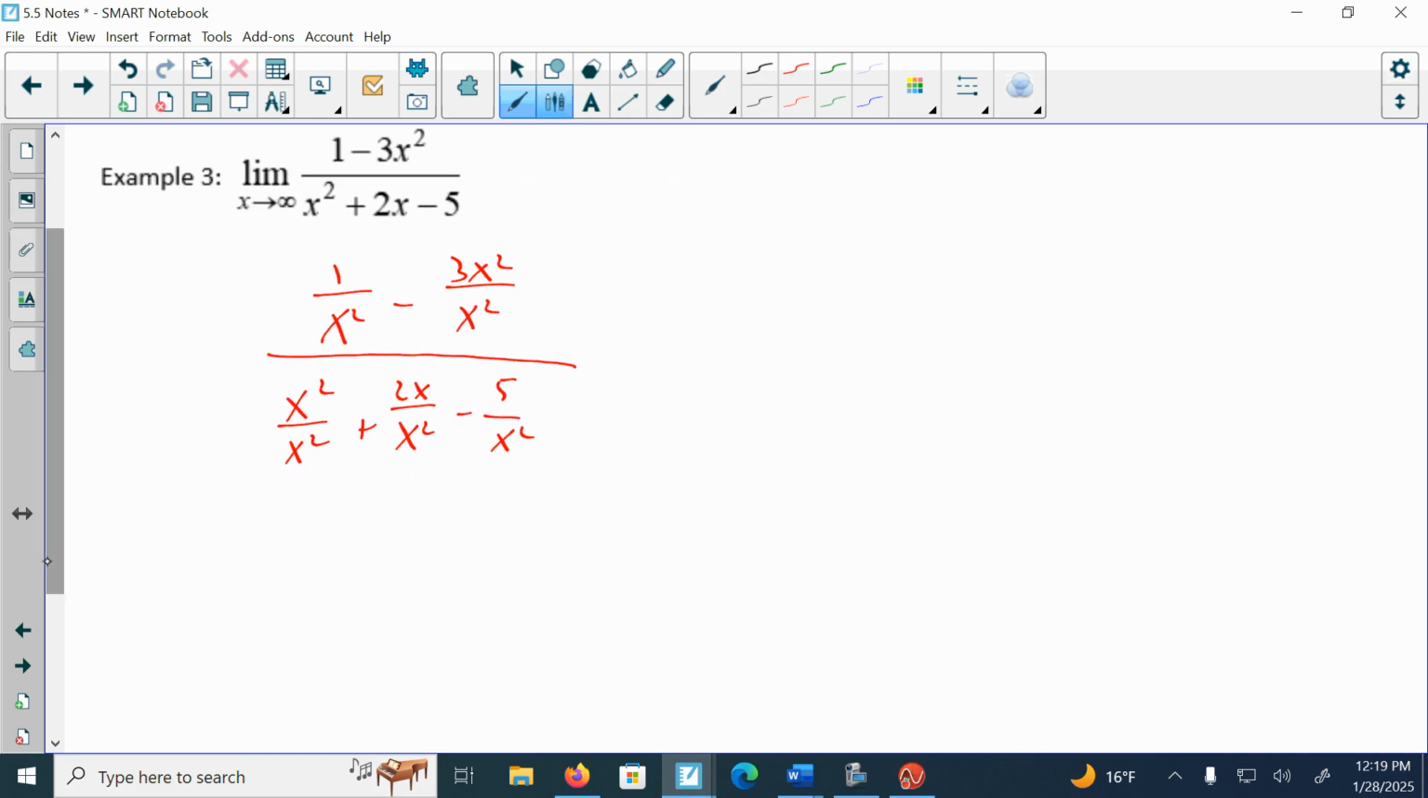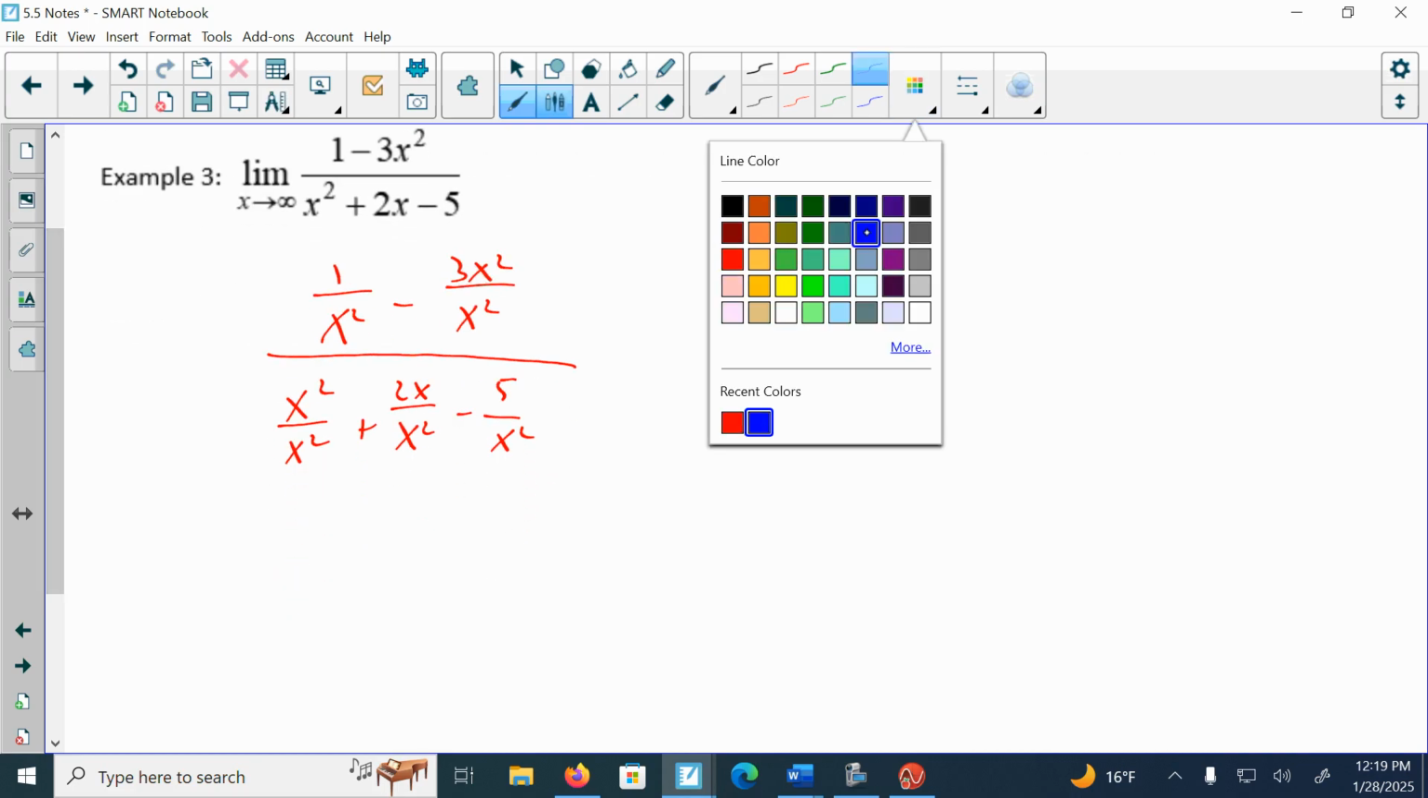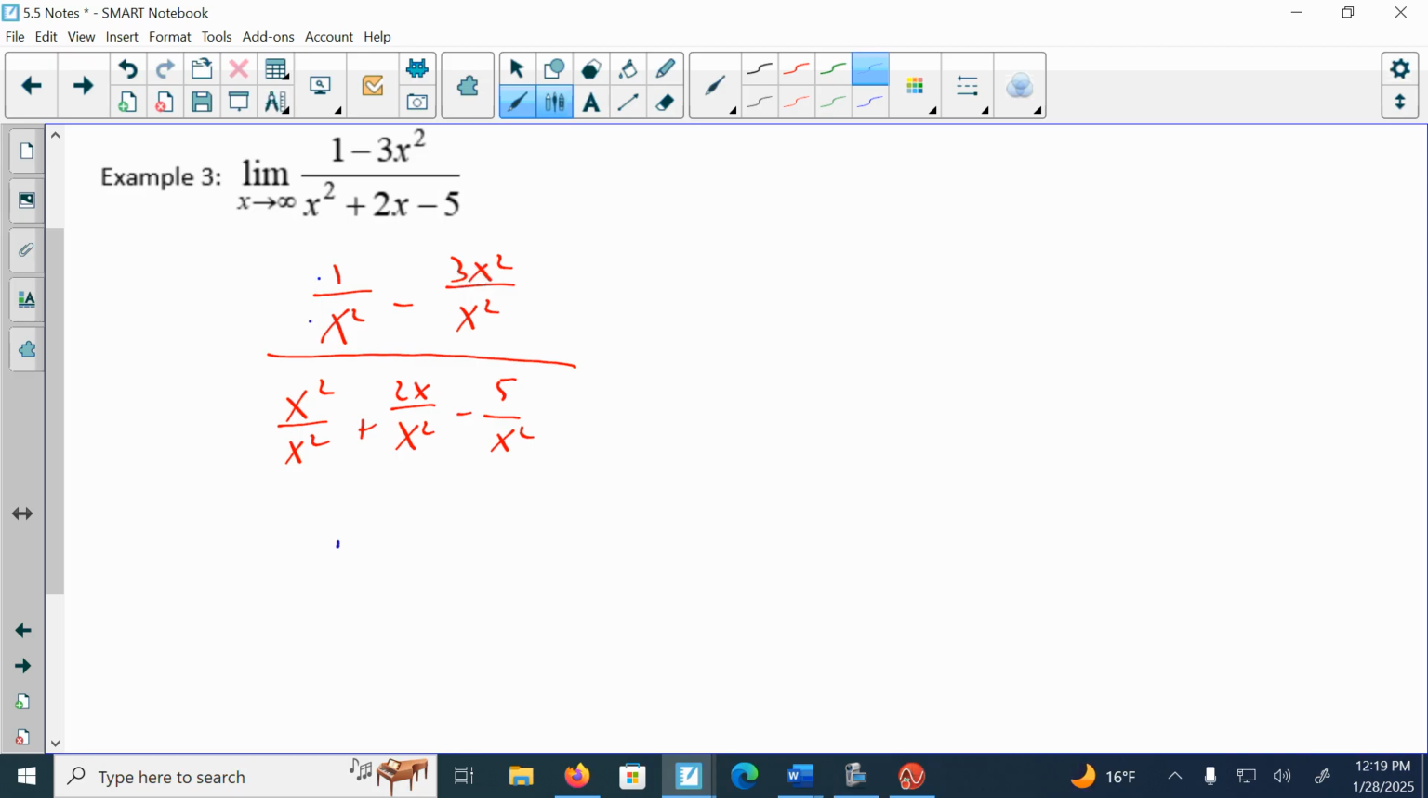So a constant divided by x squared would be 0. These will simplify, and I'll be left with -3. Well, 0 minus 3, -3. This x squared divided by x squared would be 1 plus x divided by x squared. This power is higher, so that would be 0, a constant divided by a power, 0. So I'm going to end up with -3 over 1, so that is going to be -3.